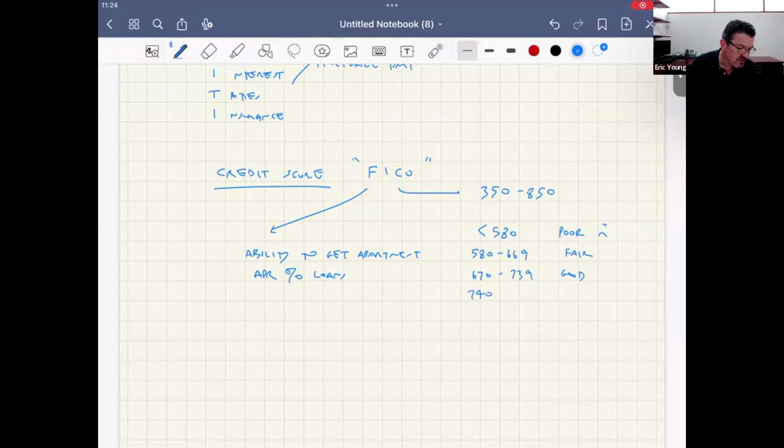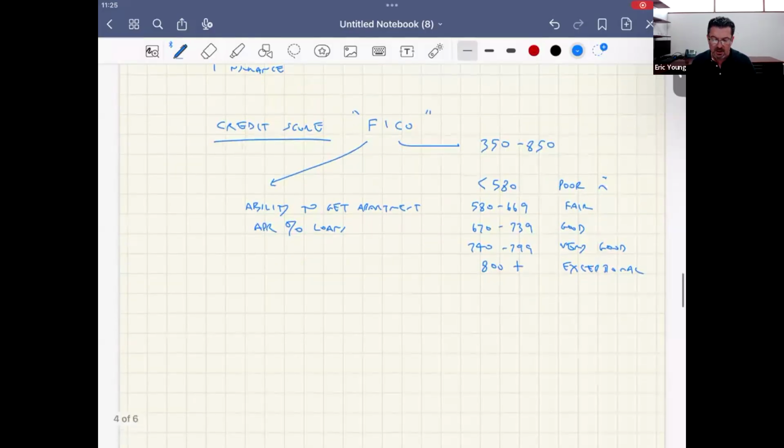740 to 799 is considered very good. And when you break 800, you have exceptional credit. You're going to have the best mortgage offers, the best credit card offers, pay the lowest rates possible, and it's going to be good. So, given this, how do you build up a good FICO score?